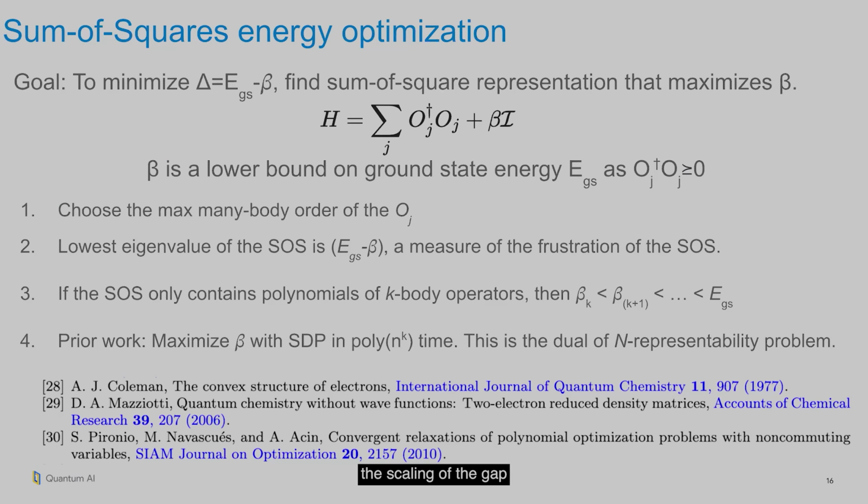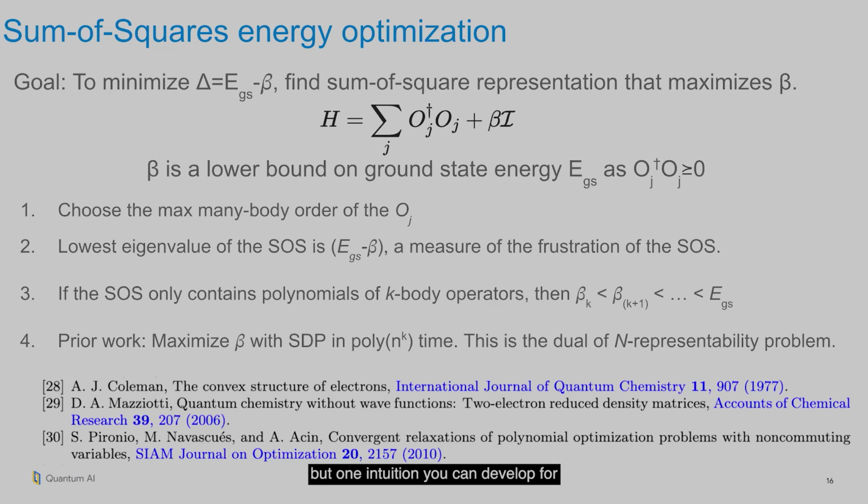Do we know the scaling of the gap between beta k and ground state energy with k? It's very problem dependent. It probably depends on the gap of the Hamiltonian. Yeah, it depends on a lot of different things.